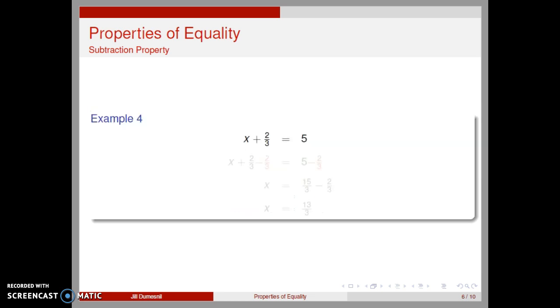Similarly, to solve the equation x plus 2/3 equals 5, we could subtract 2/3 from both sides of the equation, then get common denominators to perform the subtraction on the right-hand side, and produce x equals 13/3.